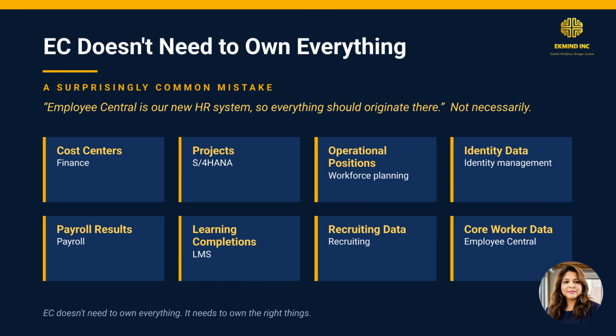Here's a mistake I see surprisingly often. A company is implementing Employee Central, and someone says, Employee Central is our new HR system, so everything should originate there. Not necessarily. Think about a large enterprise. Cost centers may belong to finance, projects may belong to S4, operational positions may sometimes originate from operational systems. Identity data may be generated by identity management platforms. Payroll results obviously belong in payroll. Learning completions may belong in LMS. Recruiting information may originate in recruiting. Employee Central doesn't need to own everything, it needs to own the right things. Architecture is about defining those boundaries.